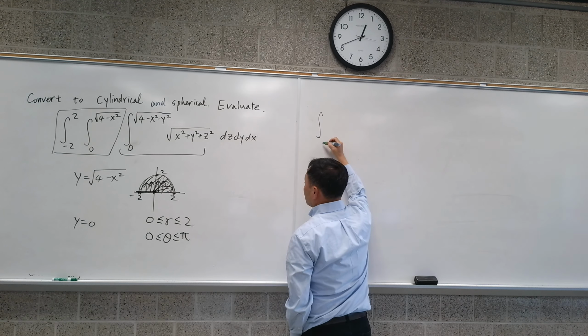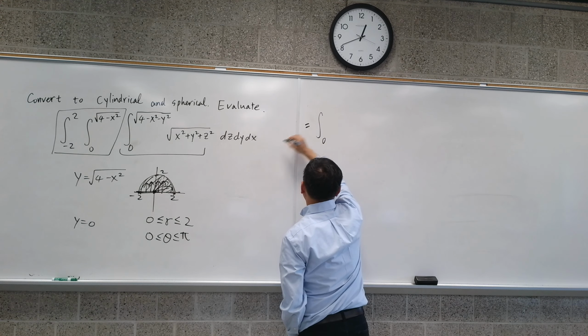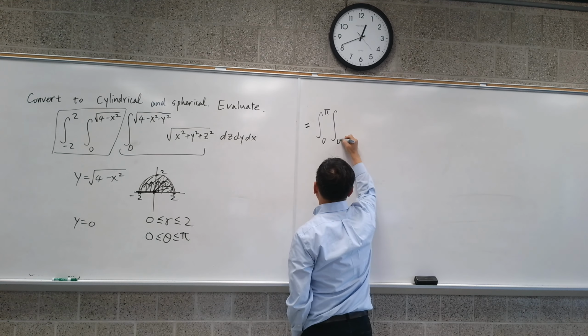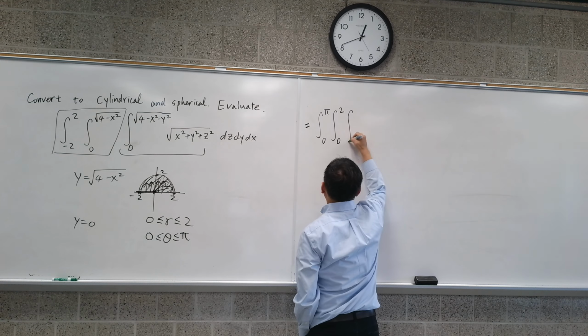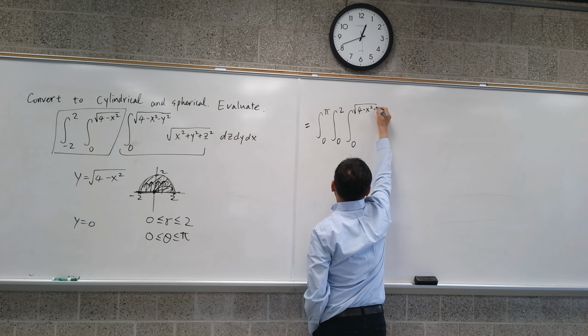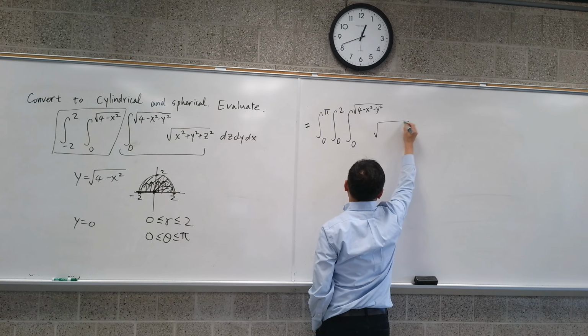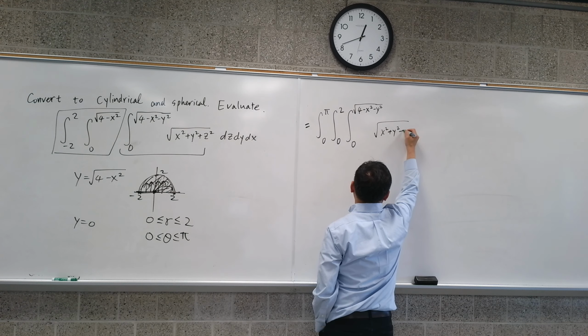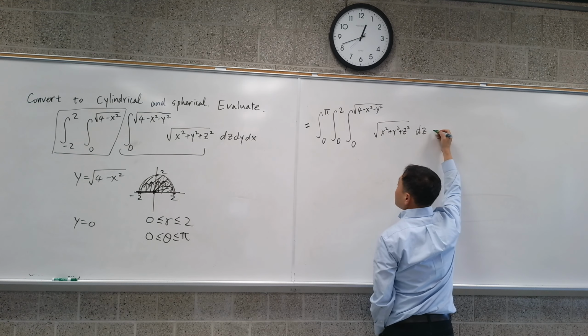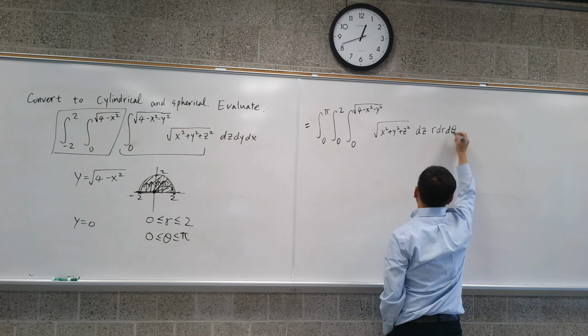And that means you have the integral, so that integral is going to be 0 to pi. r goes from 0 to 2. And then I'll just leave it like this for now. dz, and then dy dx is going to be r dr d theta, okay?